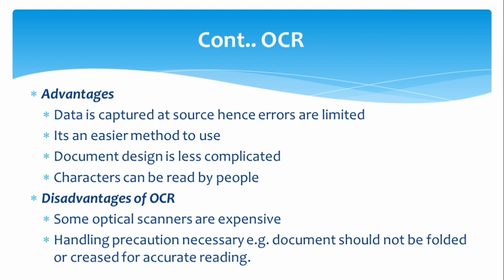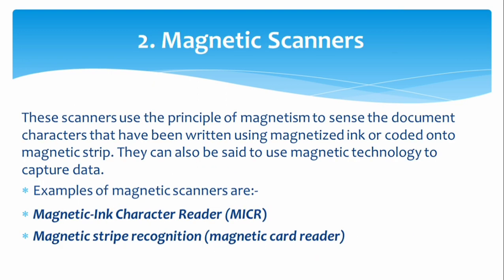We also have magnetic scanners. These scanners use magnetism to sense. So this is now different. They are of two types. We have magnetic ink character reading, for reading a character. And then there's also the idea of a stripe, a line, which has magnetic printed strips, magnetic printed markings on an ATM or a card for your workplace.